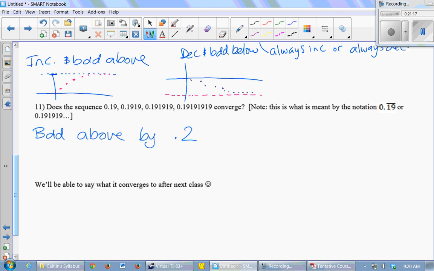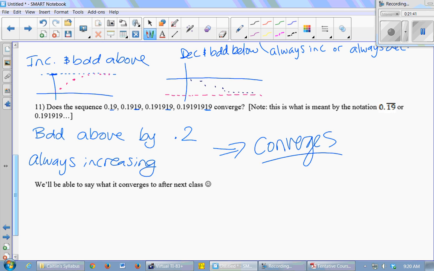And is it always increasing? Yeah, every time I add a little bit to the end, I'm increasing the value of that number by a small amount, right? So it's bounded above by 0.2 and it's always increasing. So yes, it converges. And next class, we'll be able to figure out what it converges to.